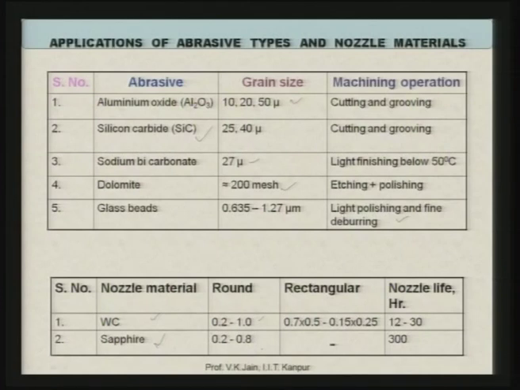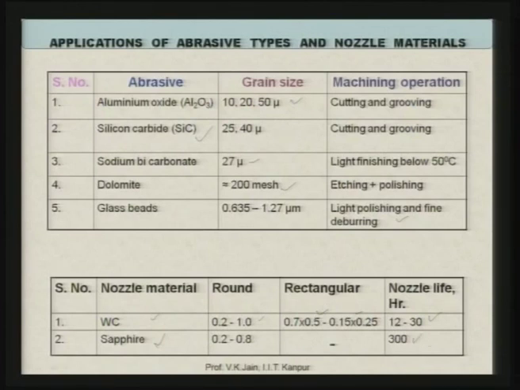They can be rectangular also, in which case you can have sizes varying from 0.7 by 0.5 to 0.15 by 0.25 as the cross section, where one can be the length and another the width of the nozzle cross section. Nozzle life in the case of tungsten carbide is quite low, as you can see, 12 to 30 hours, and in the case of sapphire it is 300 hours.